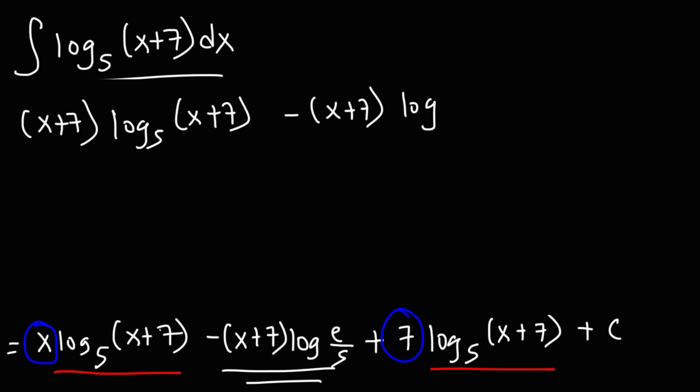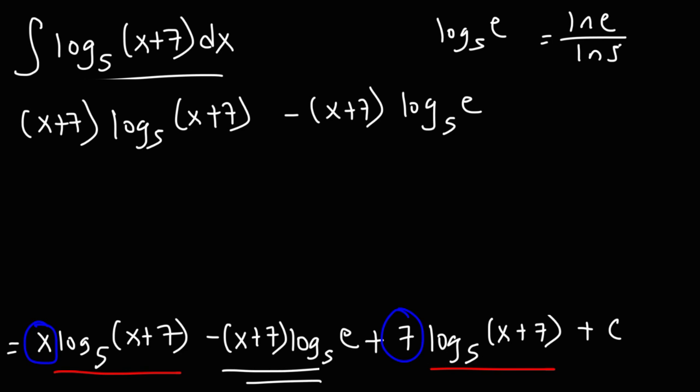I think I wrote that incorrectly. That should be log base 5 of e, because before we had ln e over ln 5. Using the change of base formula, that's log base 5 of e, not log e over 5. So I've got to correct that. I knew something looked strange with that. So that's what we should have, and then plus c.